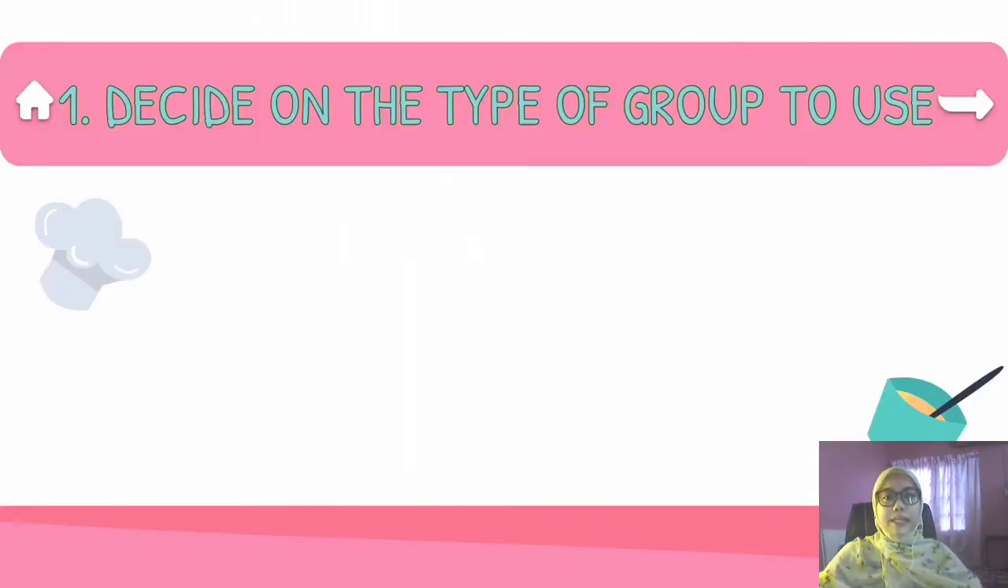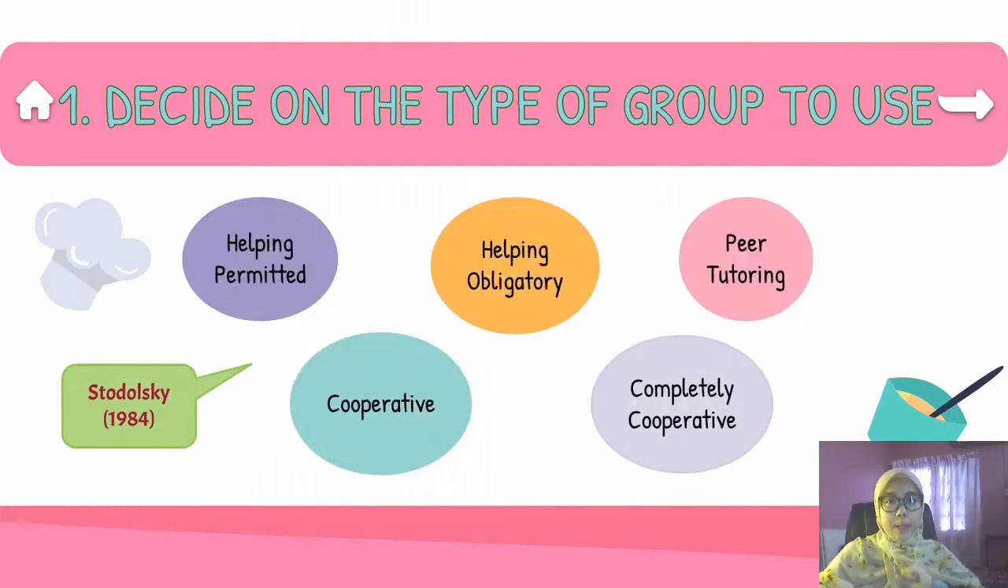Okay, first is decide on the type of group to use. Students can work in a variety of ways. According to Stoldowski, he has identified 5 different types of group work, which are helping permitted, helping obligatory, peer tutoring, cooperative, and completely cooperative. For your information, the first 3 types of group, which are helping permitted, helping obligatory, and peer tutoring, can be considered collaborative seat work. This is because each of them involves students assisting one another on individual assignments.